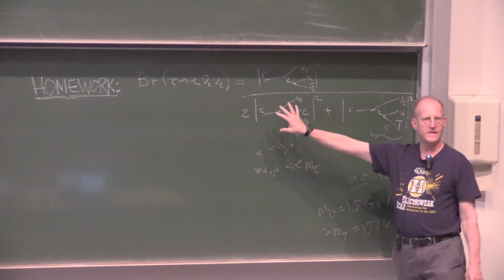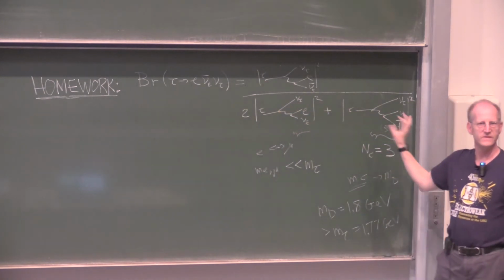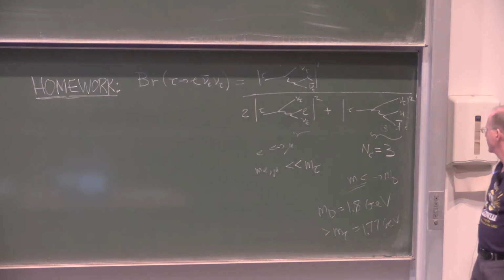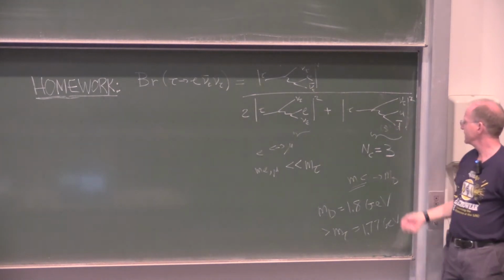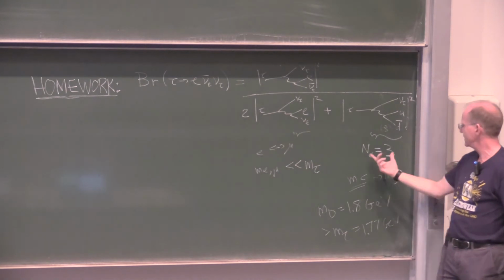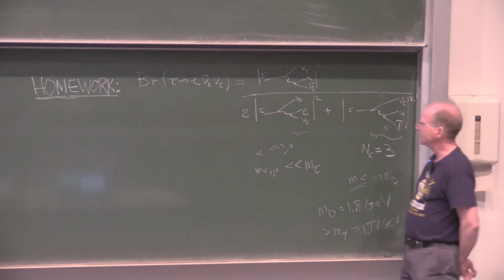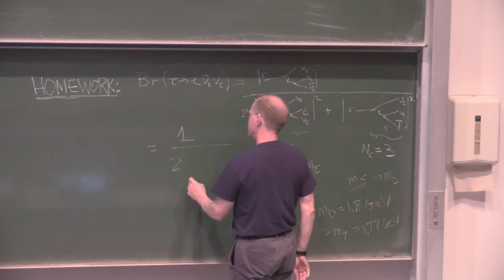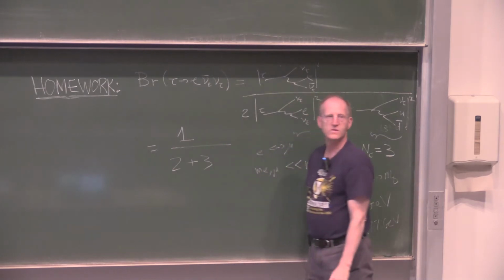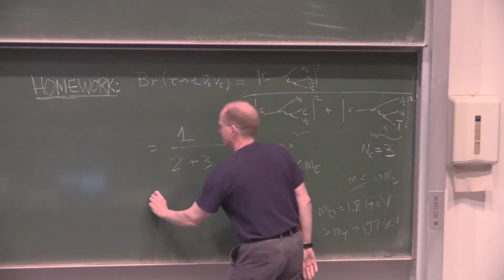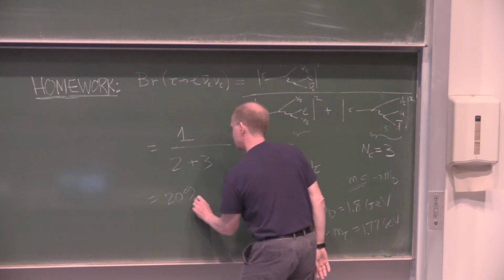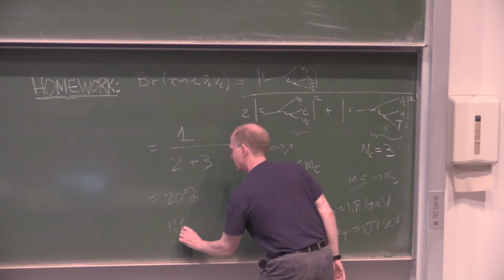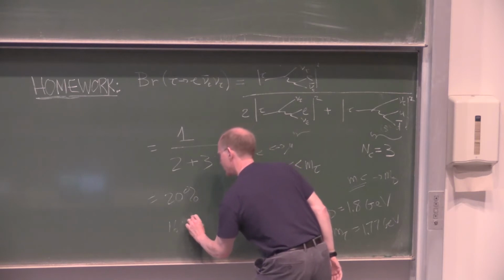And these graphs look exactly like these graphs, except for one difference. What's the difference? Yep. Color, exactly. So you have to sum over the fundamental representation of SU(3). You get a factor of N_C equals 3. So basically, your numerator is 1, and the denominator is 2 plus 3, roughly. So this is 20%. The actual answer is a little smaller, around 16%.